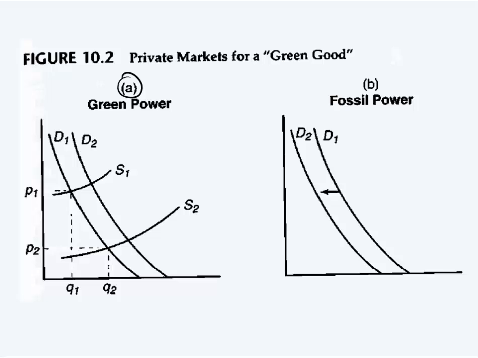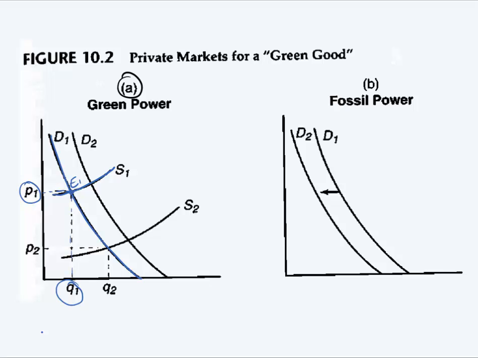Right now initially we are at demand D1 over here and supply S1 over here. They cross at this section here, let's call it E1, meaning at the current demand and supply we have a market price of P1 and the market produces a quantity of green power of Q1.